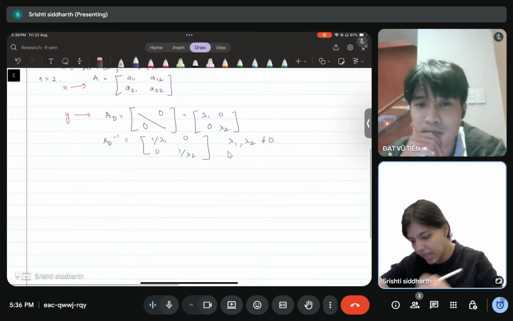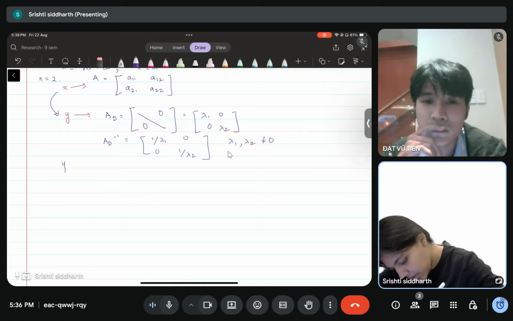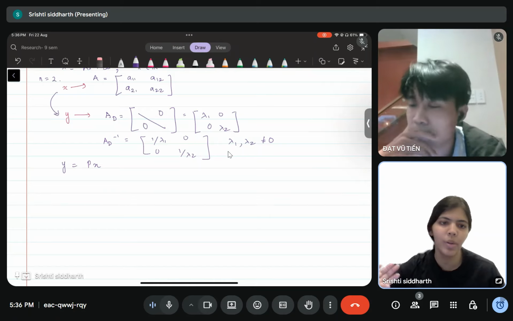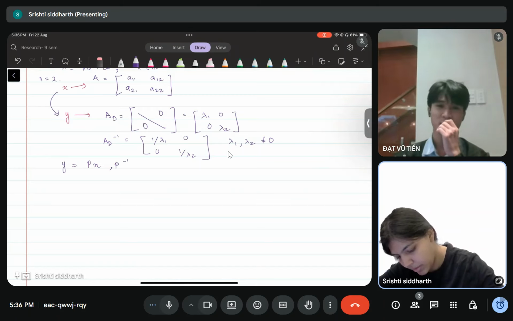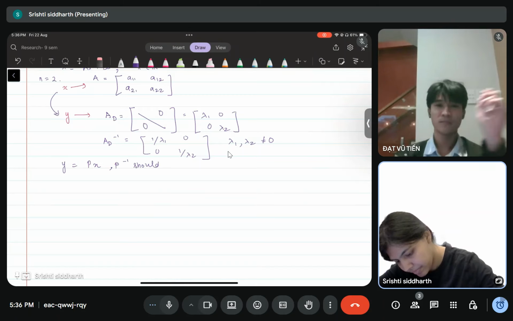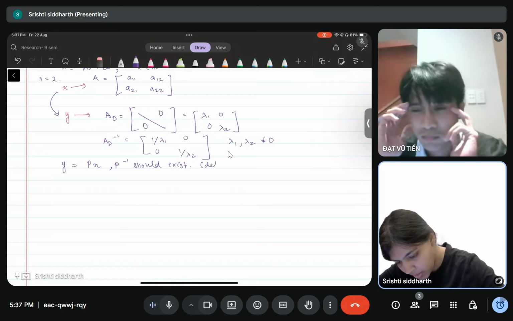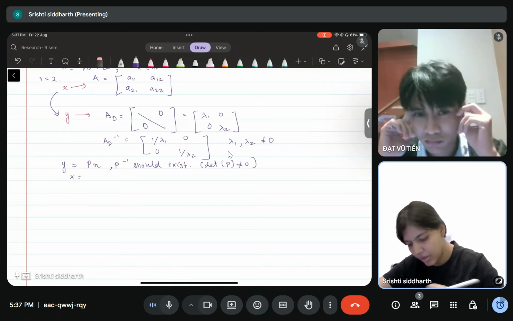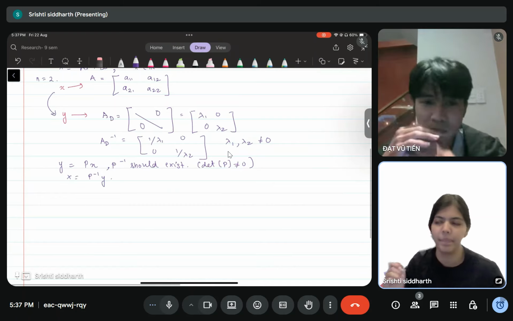This means that there is some transformation between these two states. Let's write it as y equals Px. We want to be able to switch between x and y, so P should be invertible, or P inverse should exist, or the determinant of P should be non-zero. This would help us construct the original state of the system, which is simply P inverse y.